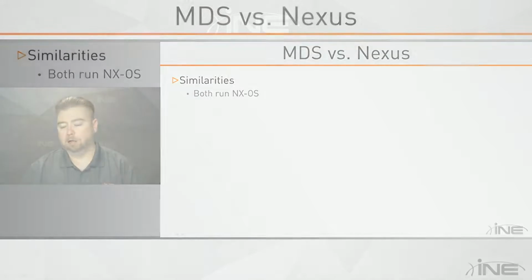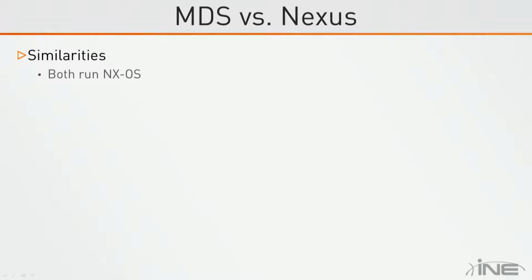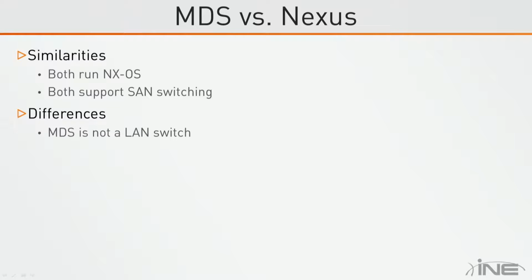In terms of the hardware architecture and the software and the hardware features, even though they're both supporting SAN switching, the main difference is that the MDS doesn't support LAN switching. So it's not an Ethernet switch, cannot do layer 3 Ethernet, cannot do layer 2 Ethernet, cannot do layer 3 IP routing. Okay, instead, it's going to be used typically for higher port density of storage networking.